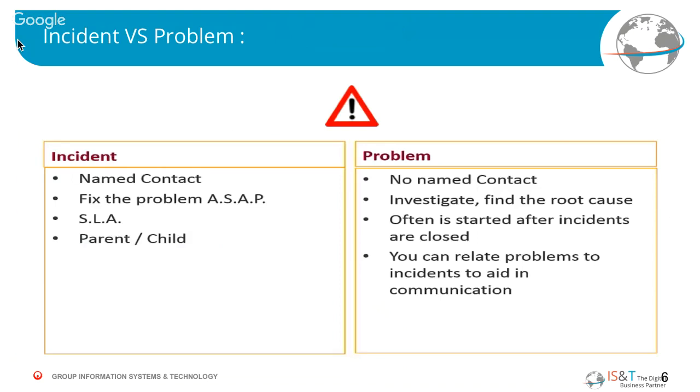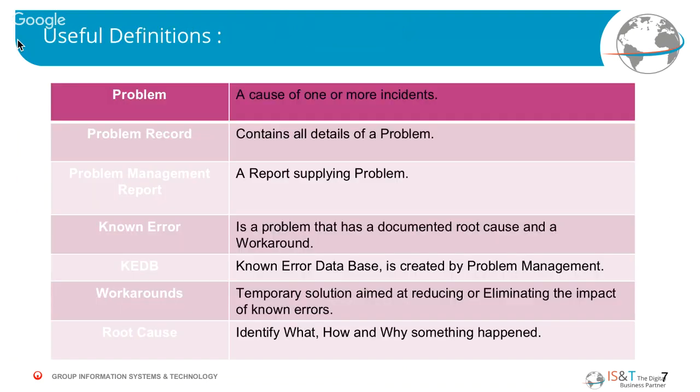Okay, so now, after defining the problem, its goal, and the difference between incidents and problems, we can go to the useful definitions. So we will try to define what a problem is, what the problem record is, what the problem management report is, the known error, the KEDB, the workarounds, and the root cause.